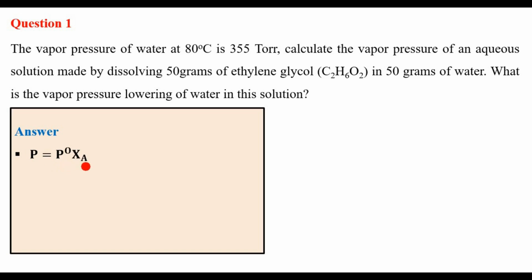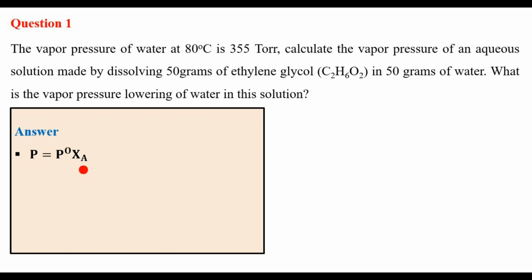The vapor pressure of the pure solvent, we have it. This is 355 torr. Then we need to calculate the mole fraction of the pure solvent. The mole fraction of the pure solvent is XA, and the mole fraction we will be using for the solute is XB. So that means this XA, which is the mole fraction of the pure solvent, is equal to the moles of the pure solvent divided by the total moles.